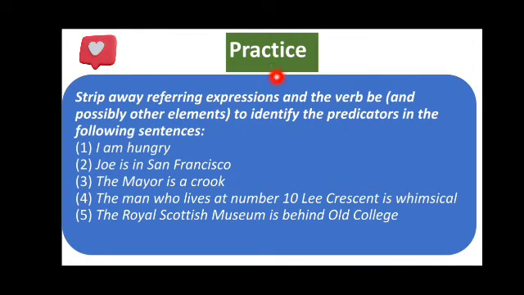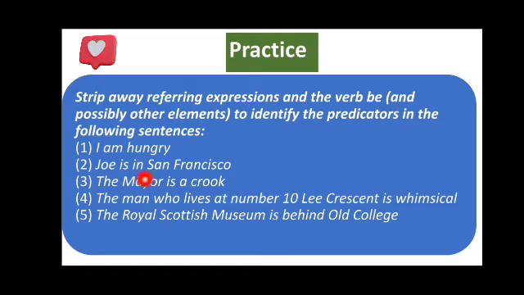Here we have some more practice. Strip away referring expressions and the verb be and possibly other elements to identify the predicators in the following sentences. Let's identify: "I am hungry." So what do you have to do? You have to strip away the referring expression. I is a referring expression and am is the to be verb. So you strip away I and am. What is left? That is hungry. So hungry is a predicator, right?